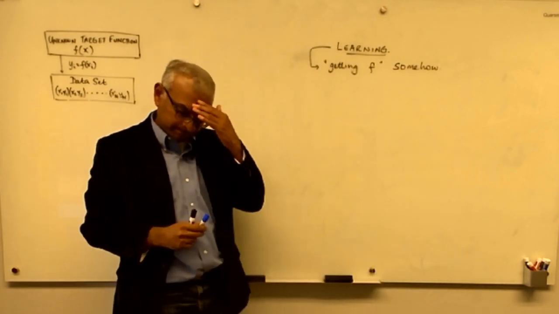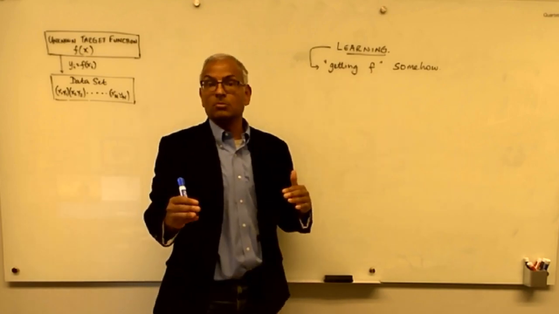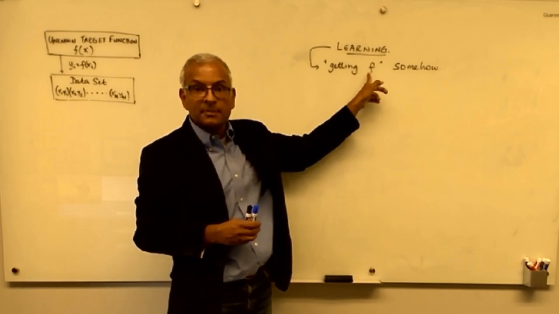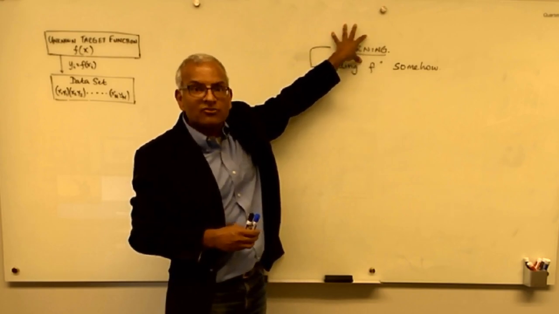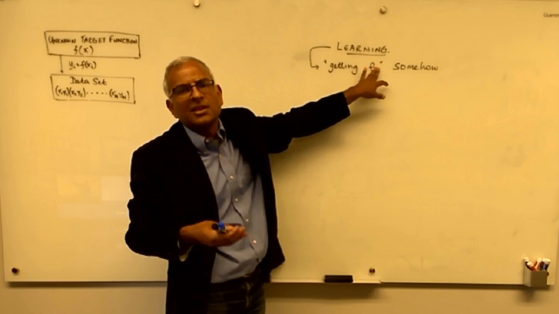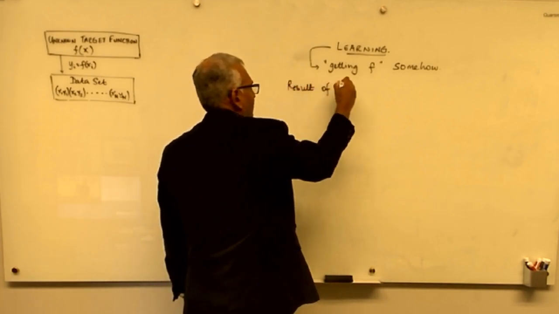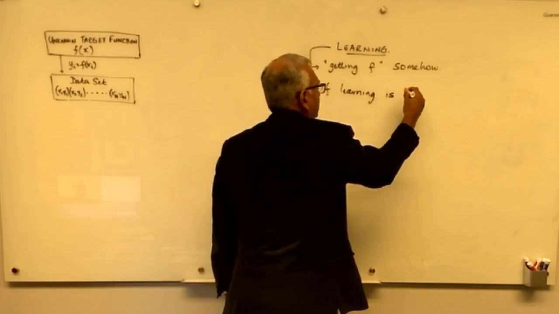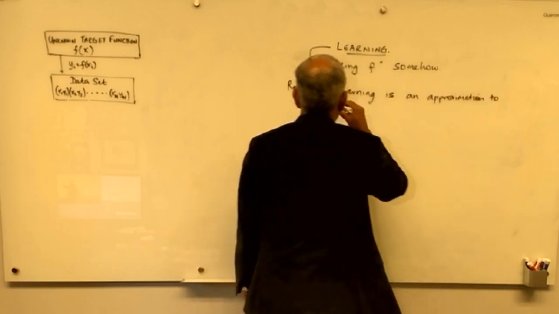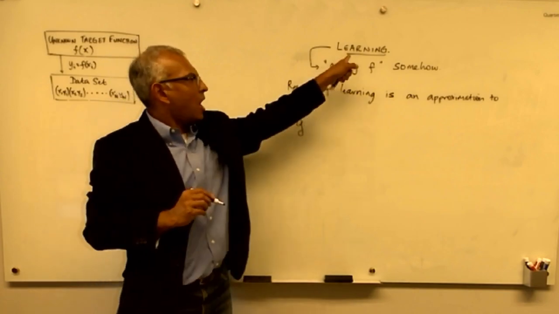Now, how do we get f? Well, if we could get f exactly from the data, that would, in almost any case, be a miracle. So in general, we're going to assume that we're not going to produce f. So whatever learning means, the result of the learning is going to be an approximation to f. Now, that's without loss of generality. That doesn't exclude the possibility of producing f. So we will say that the result of learning is an approximation to f, and we will call it g. So g is the output of learning.